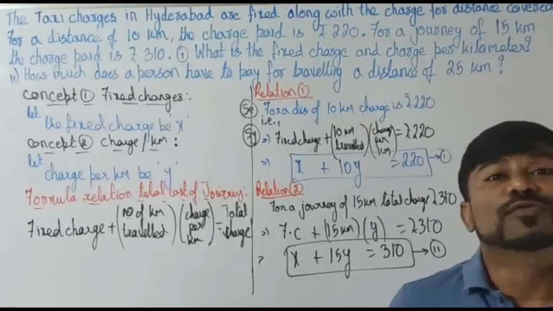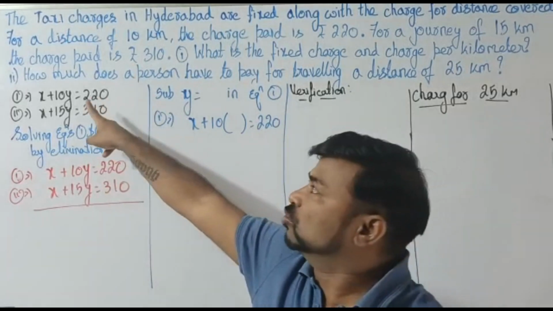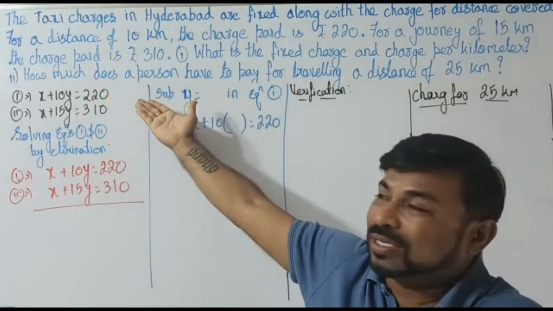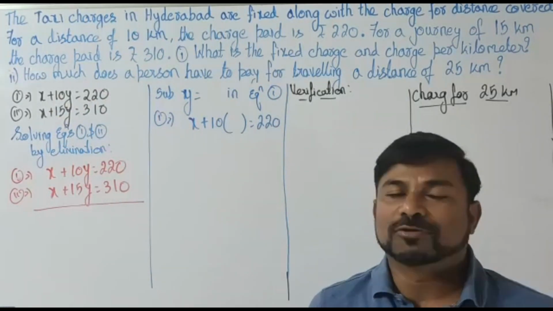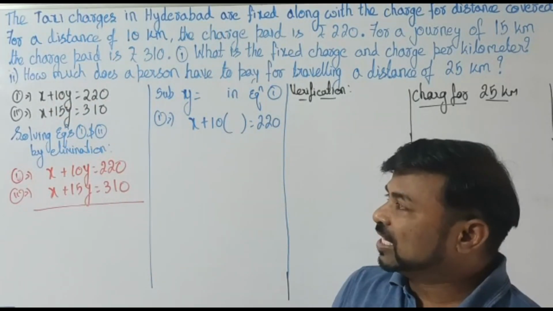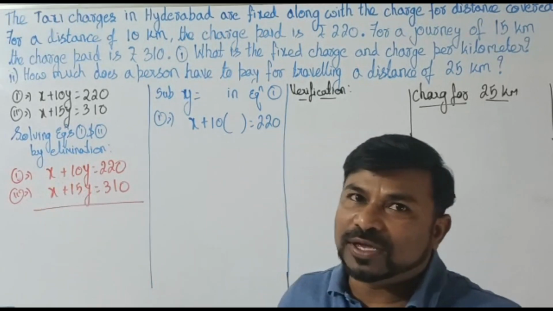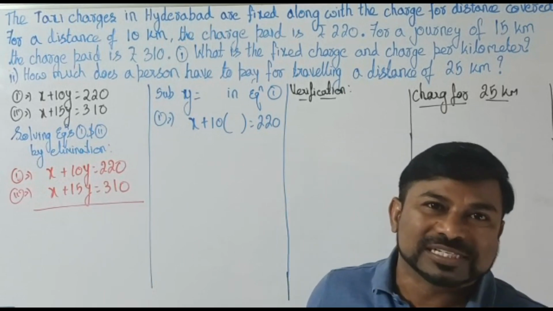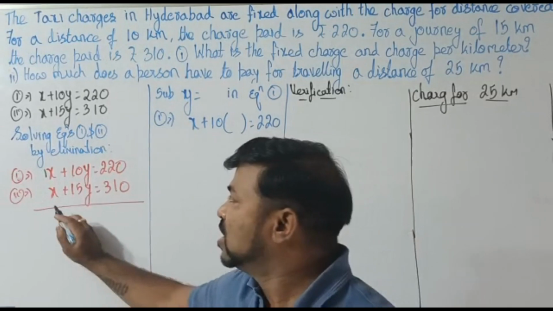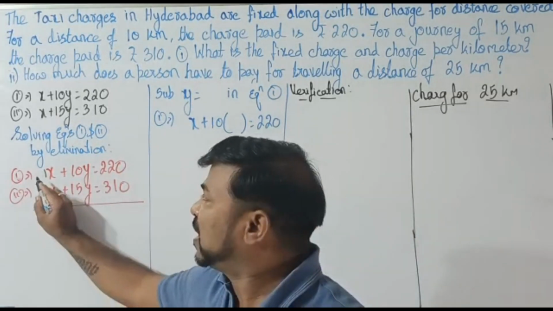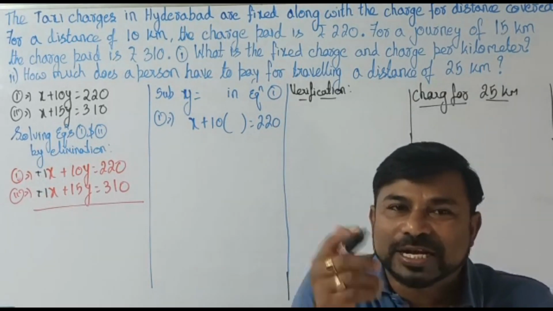Now, we have to solve it. Having two equations, equation 1 and equation 2: x plus 10y is equal to 220 and x plus 15y is equal to 310. We are supposed to solve it, and I have chosen the elimination method. In the elimination method, the coefficient of any one of the variables should be equal and with opposite sign. Here the coefficient of x is 1 and the coefficient of x is 1, but the sign is plus here and plus here, and we should have opposite signs to cancel.